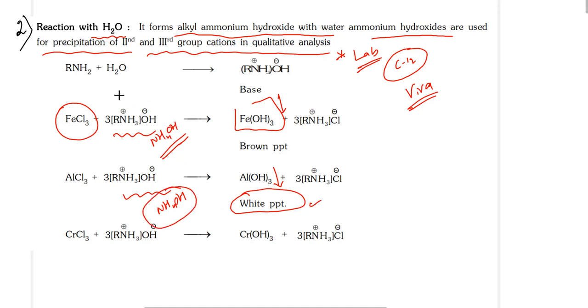So see here, if I take NH3 instead of RNH2, reaction with H2O gives ammonium hydroxide, the same similar reaction. Here NH4 plus and OH minus. Alkyl ammonium hydroxides are forming.